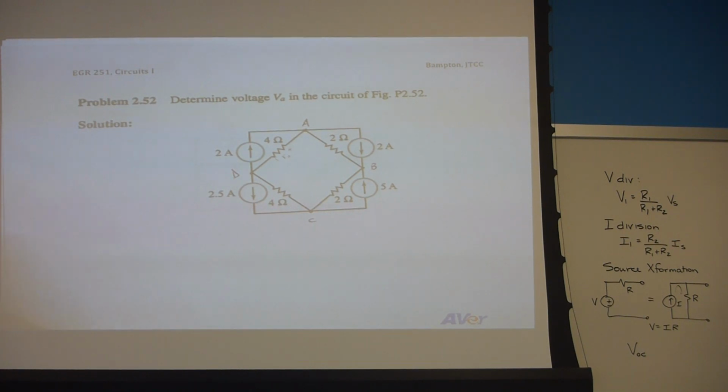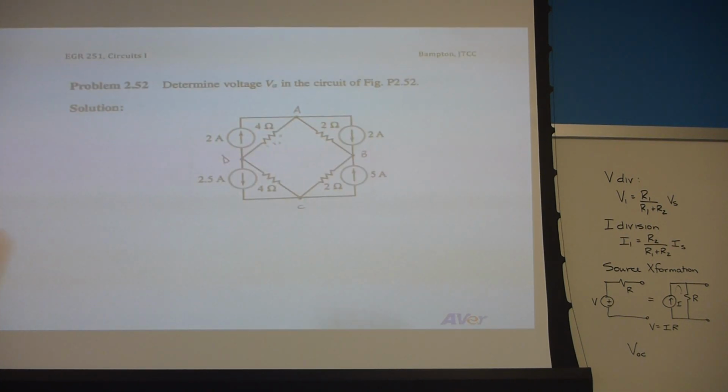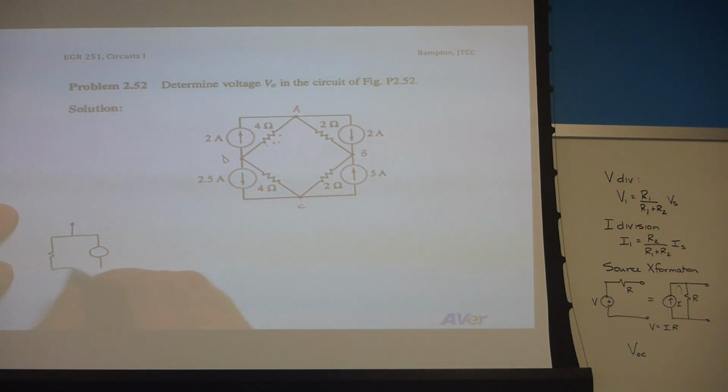Okay, so let's get started. Let's do A to B. So I'm going to draw it out this way. I'll draw it out maybe a couple of different ways for each corner.